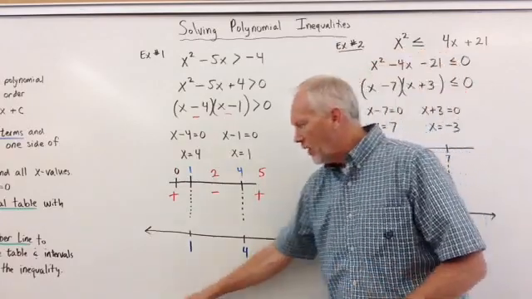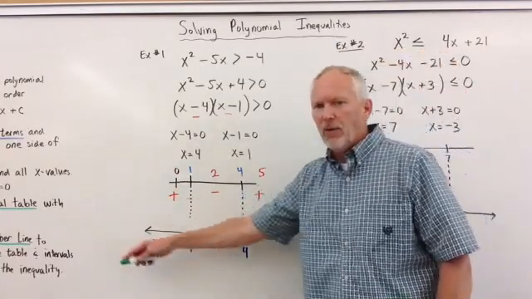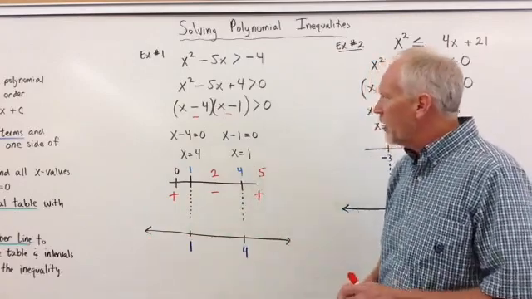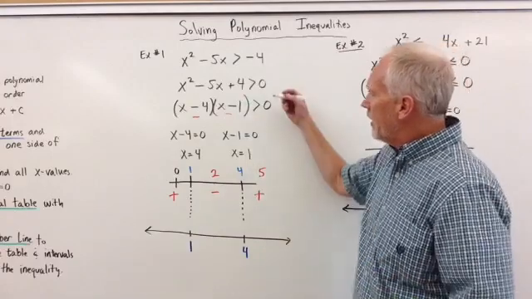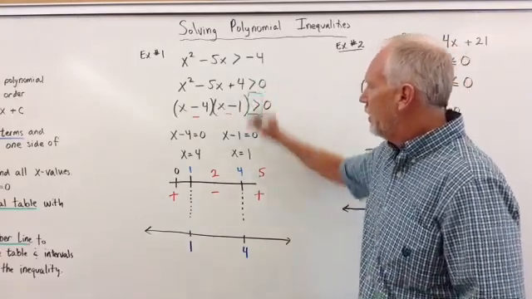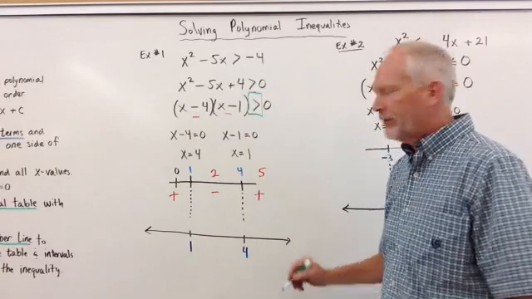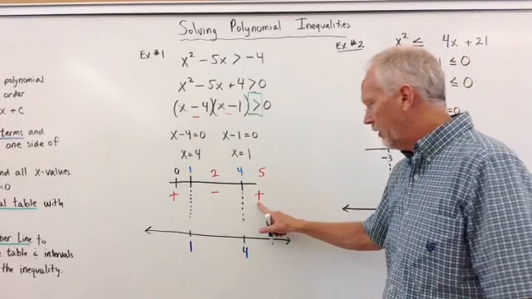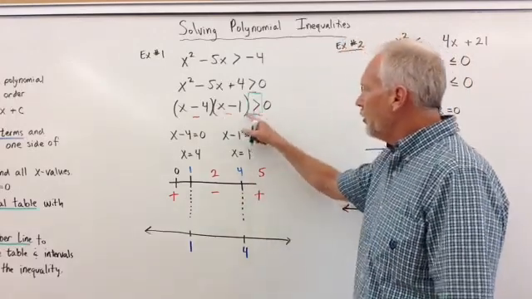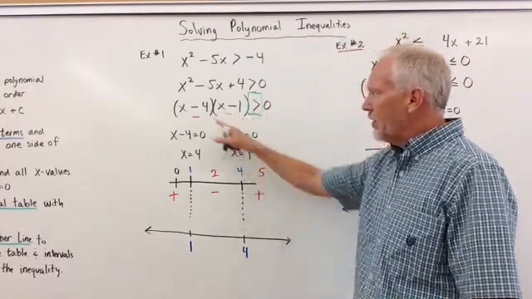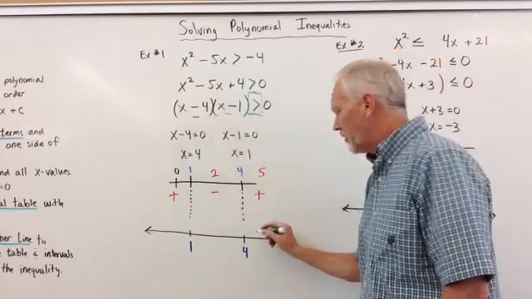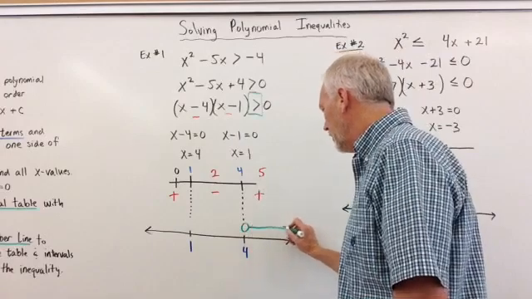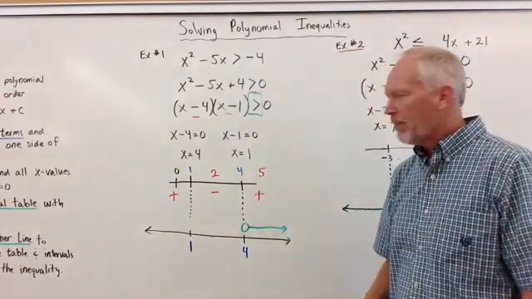Now I want to extend that. Created the table, now I want to extend that to a number line. So in our number line, they wanted to know, when is this positive? When is it greater than 0? So I know that this is positive. That's going to be greater than 0. But I'm not including 4. So 4 is here, but if I include 4, then it's equal to 0. So I will draw an open circle, and I will face it that way.